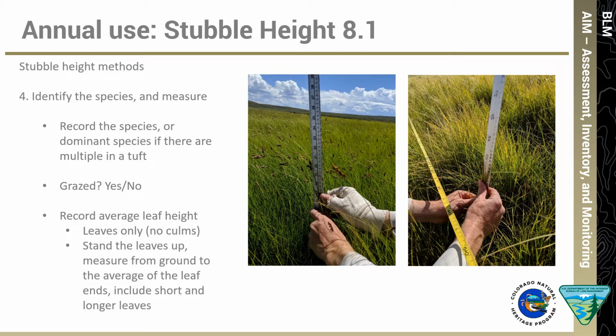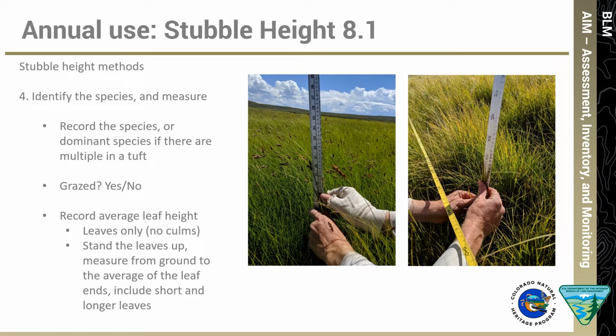If there are multiple species intermingled in the tuft, record one species that is dominant in the tuft, but measure the average leaf length for the whole multi-species tuft. Next, determine if the tuft has been grazed. Mark a yes in the graze column if it appears that any leaves in the tuft have been grazed. Otherwise, mark no. Next, record the average leaf height in the stubble height column.